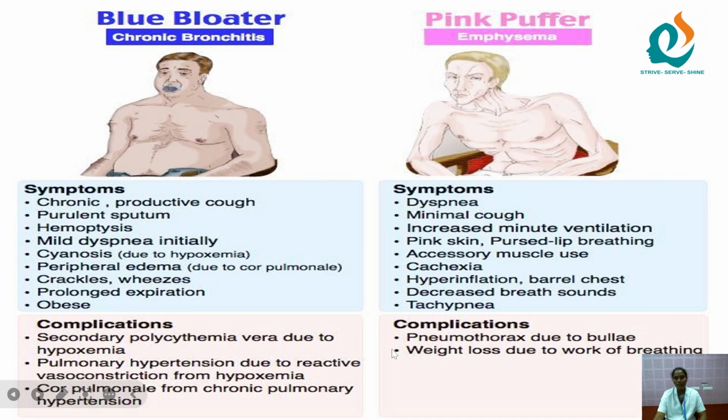Then the pink puffer, that's emphysema. The main symptoms are dyspnea, then minimal cough, then increased need of ventilation, then pink skin, then pursed lip breathing, accessory muscle use, then cachexia, then hyperinflation, barrel chest, decreased breath sounds and tachypnea. These are all the symptoms that occur in emphysema, a critical stage. In the complication stage, it may lead to pneumothorax due to bleb rupture, then weight loss due to the work of breathing. These are all the chief complaints for the COPD condition.